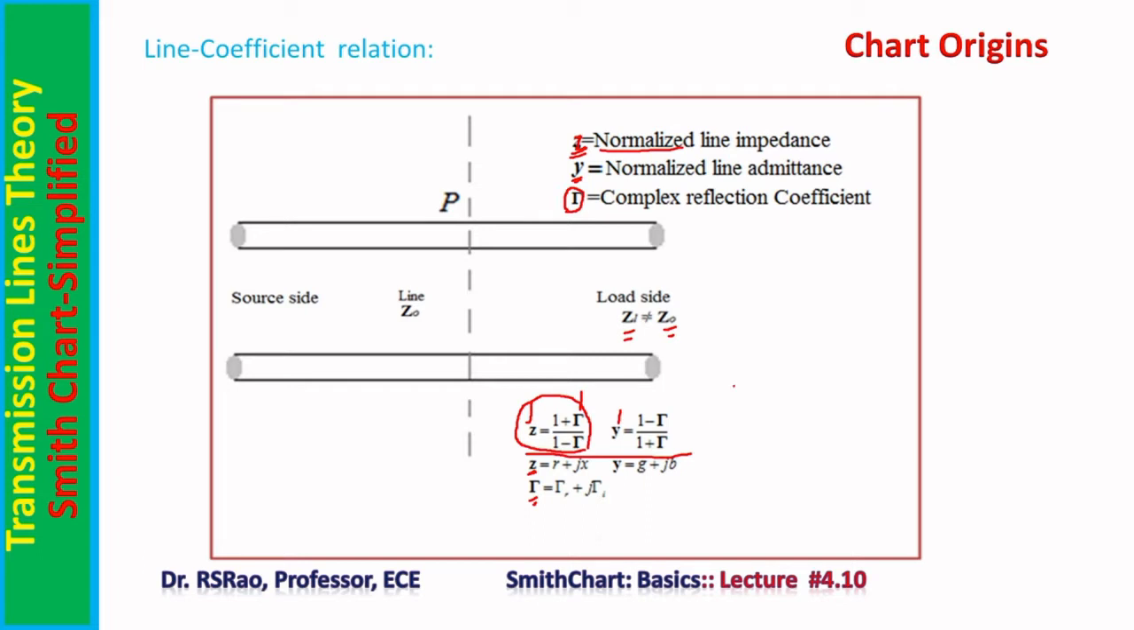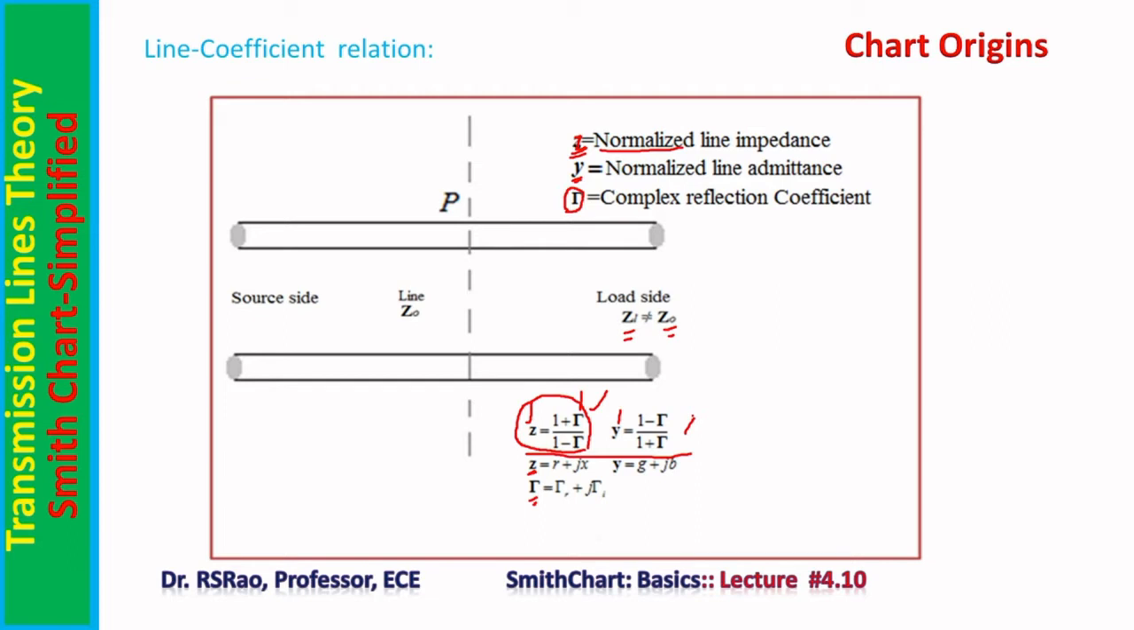The Smith chart can be constructed either from the first relation, z equals (1 plus gamma) by (1 minus gamma), or from y equals (1 minus gamma) by (1 plus gamma). But these two equations give slightly different versions or variations of the Smith chart. The Smith chart that is used right now is the one based on the first relation. Using the second relation also, one can construct a chart, but it is almost the same with small minor differences, and that chart is not in use.